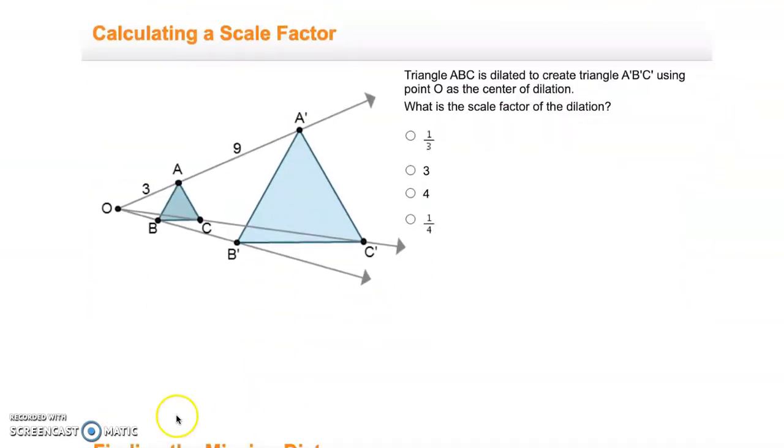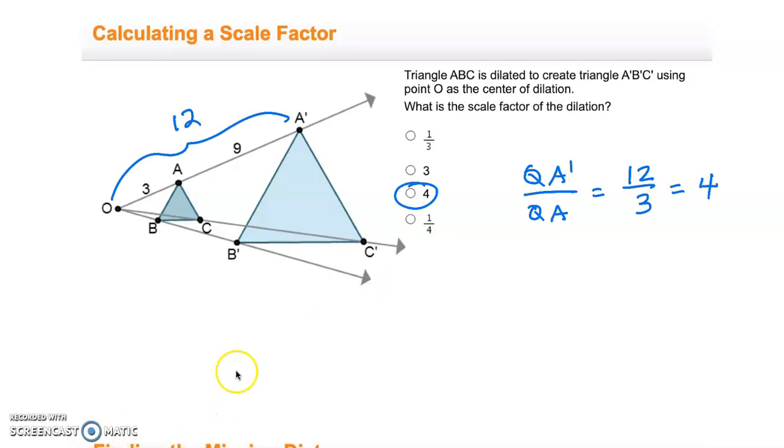All right, pause this and see if you can find the scale factor. The important thing to remember when you're finding a scale factor is you've got to take the whole length, OA, I put Q, but it's the same, OA prime over OA. So 12 over 3 is equal to 4. Make sure you do the whole thing divided by that segment.